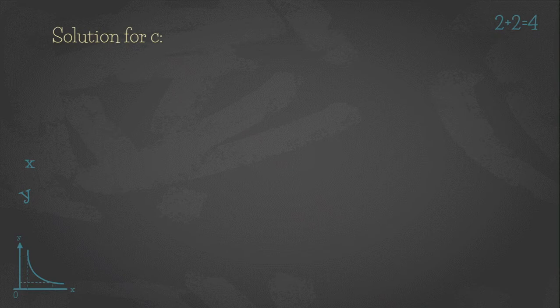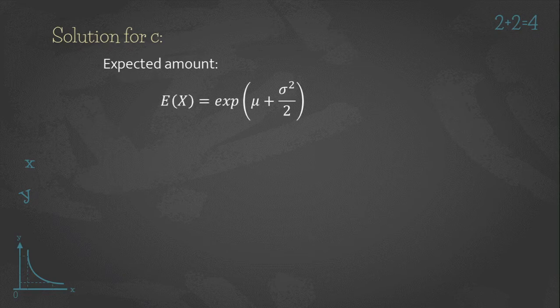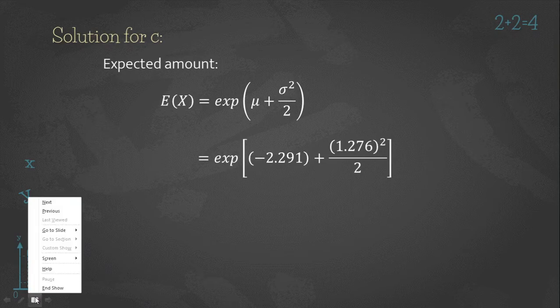So, for letter C, the expected amount and variance can be calculated as follows. Expected amount. So, gagamitin lang natin yung formula equals exponential of mu plus sigma squared over 2. So, substitute natin yung given. Exponential of negative 2.291 plus 1.276 squared over 2. So, itry natin sa ating calculator.